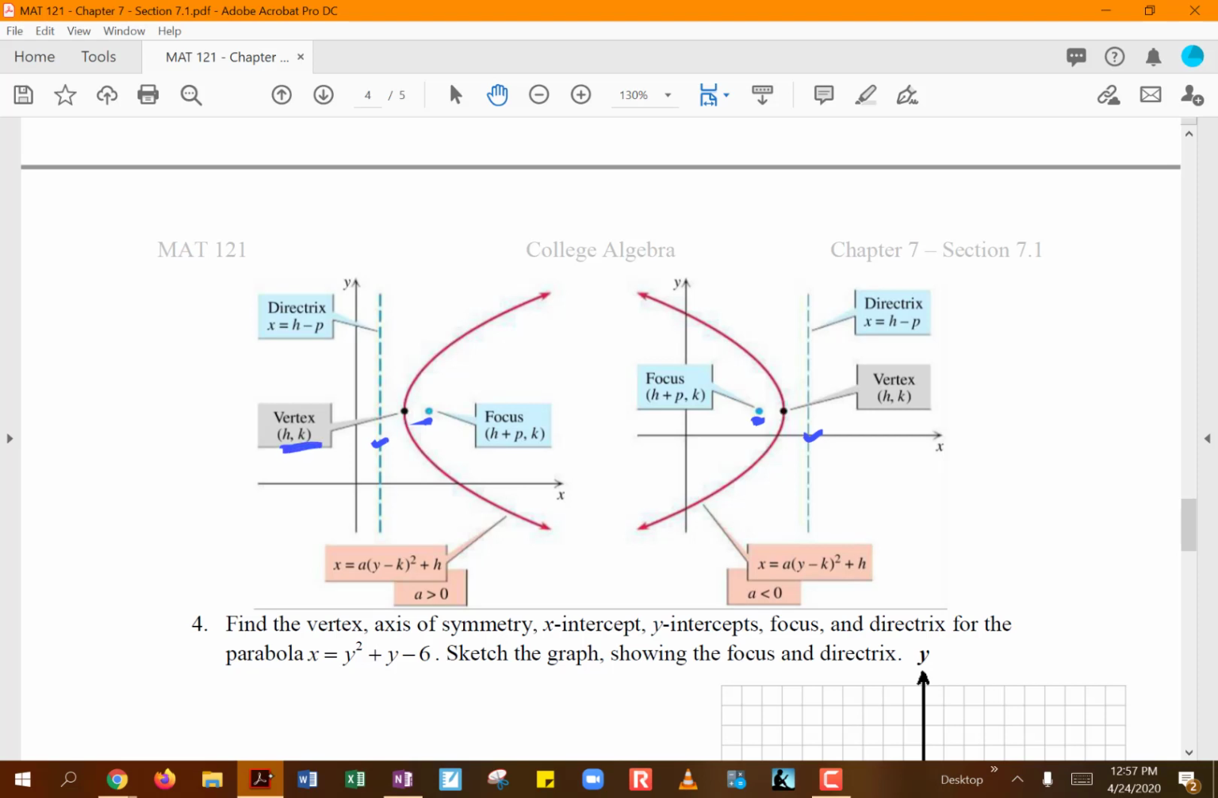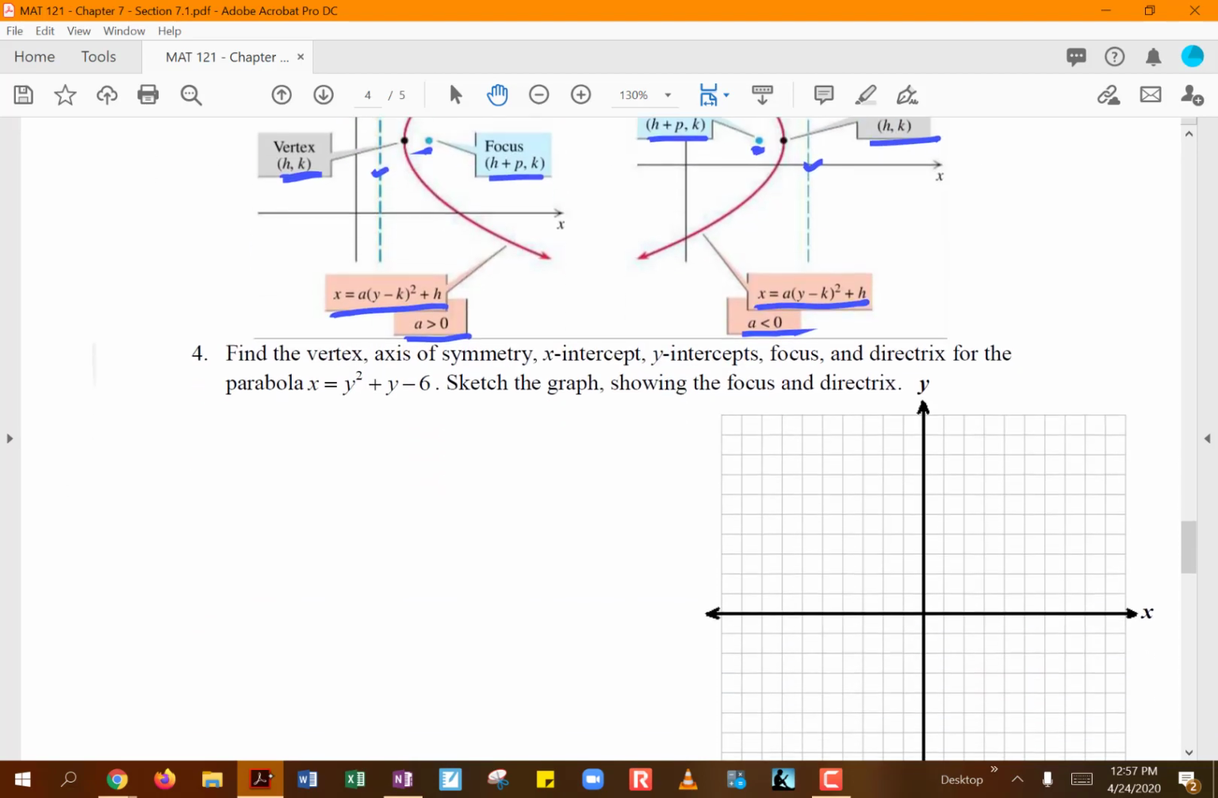Our vertex is still at h, k. Directrix is now going to be x equals h minus p. Focus is going to be h plus p comma k. And then of course this is the equation of our parabola opening to the right when a is positive. Same thing here, focus is going to be h plus p comma k. Directrix is x equals h minus p. Vertex is h, k. And this is the equation of our parabola when a is negative.